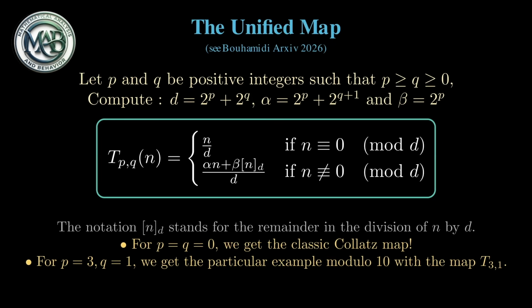The definition of the map T_{p,q} is a crucial property. It preserves the integrity of the discrete dynamical system. By tuning the parameters p and q, the author has transformed a single numerical path into a structured family of trajectories. In this framework, the original Collatz conjecture is merely the starting point, where p and q are both 0. And if we set p to 3 and q to 1, we obtain the modulo 10 system we just explored.